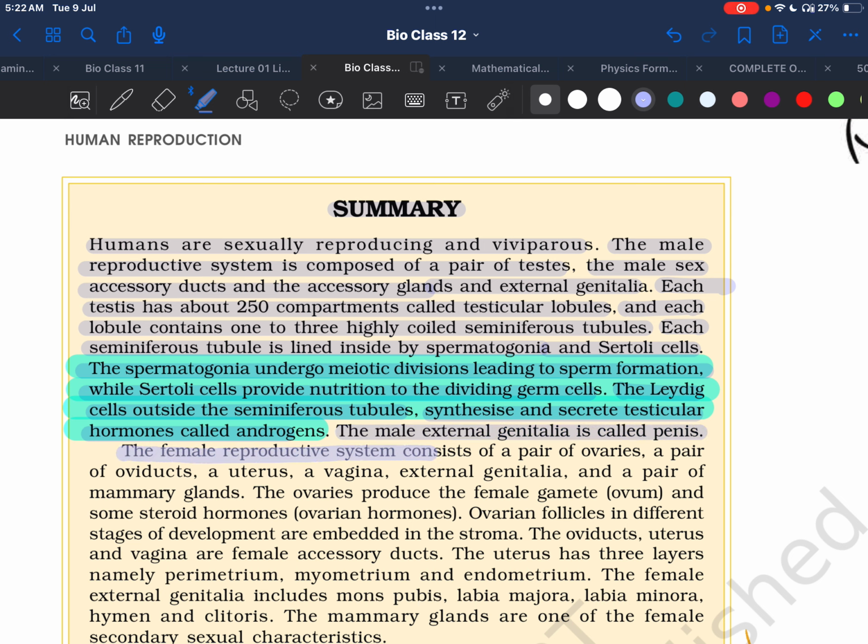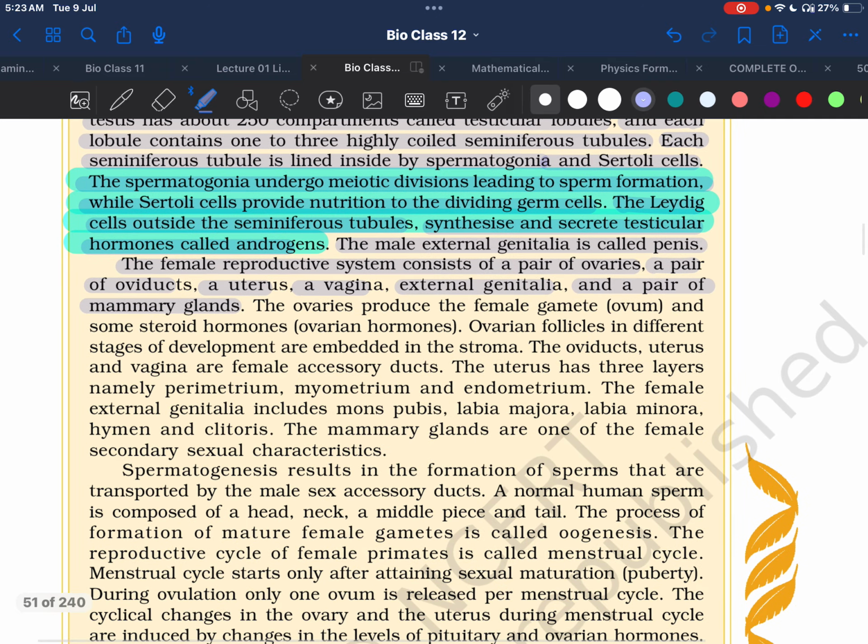The female reproductive system consists of a pair of ovaries, a pair of oviducts, a uterus, a vagina, external genitalia, and a pair of mammary glands. The ovaries produce the female gamete, ovum, and some steroid hormones, the ovarian hormones. Ovarian follicles in different stages of development are embedded in the stroma. The oviducts, uterus, and vagina are female accessory ducts.